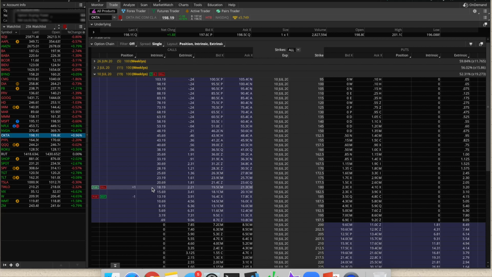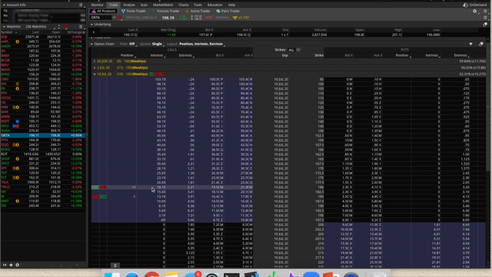Now when you put on the trade, we paid $2.50 for this spread. Since the value of the spread cannot be more than 5, the maximum we can make is $2.50. So we are risking $2.50 to make $2.50.